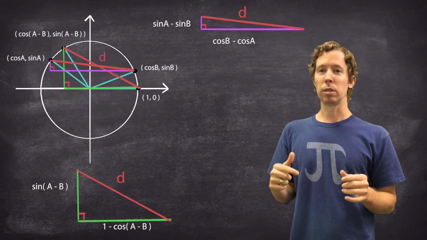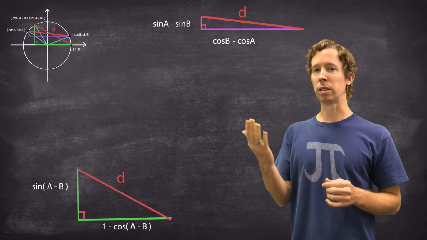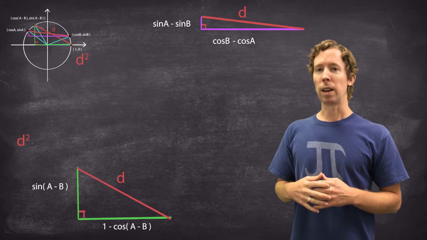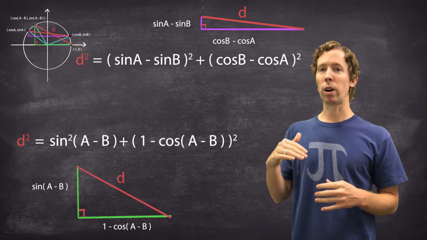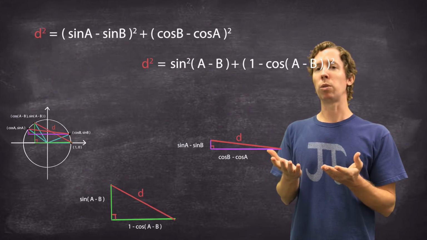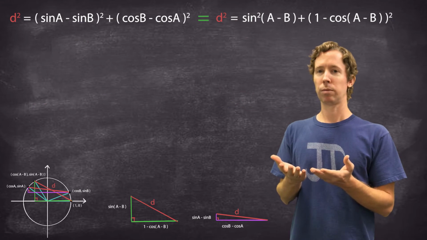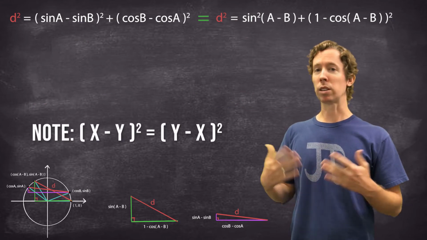So now, the Pythagorean theorem says that the hypotenuse squared, this distance squared, is equal to one side squared plus the other side squared for each of these two triangles, and we can set these two equations equal to each other. They're both equal to the distance squared. And now we can just simplify this.